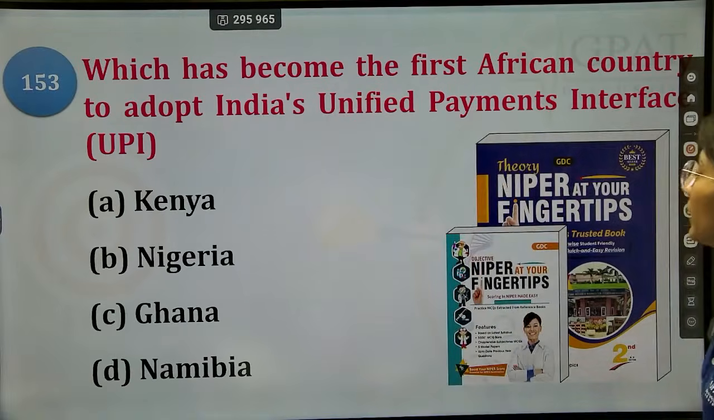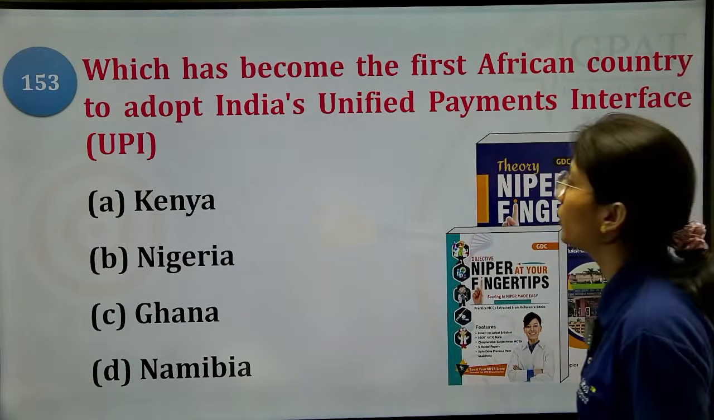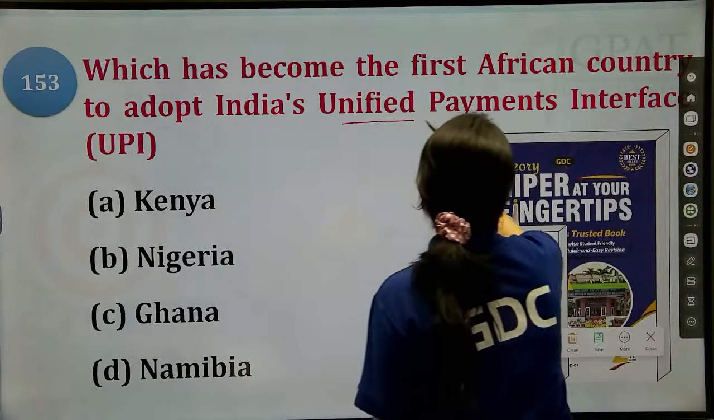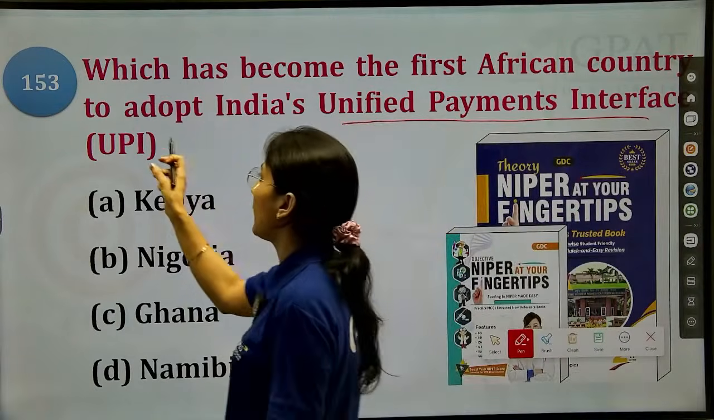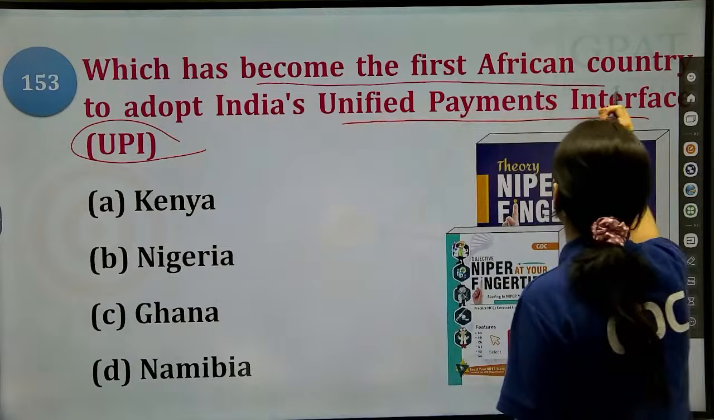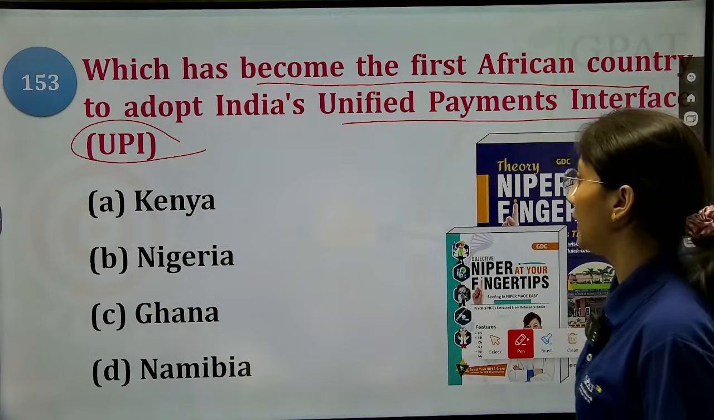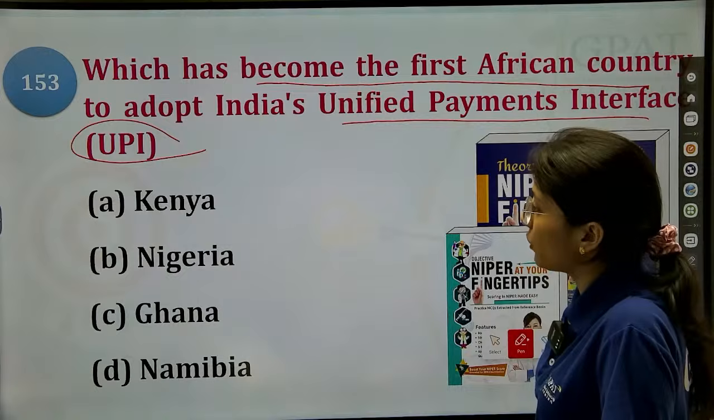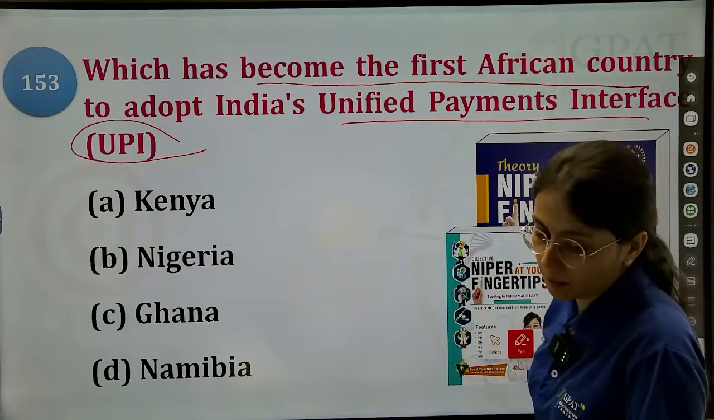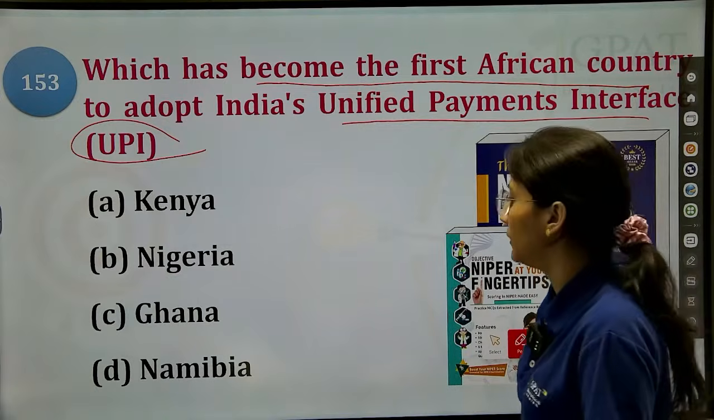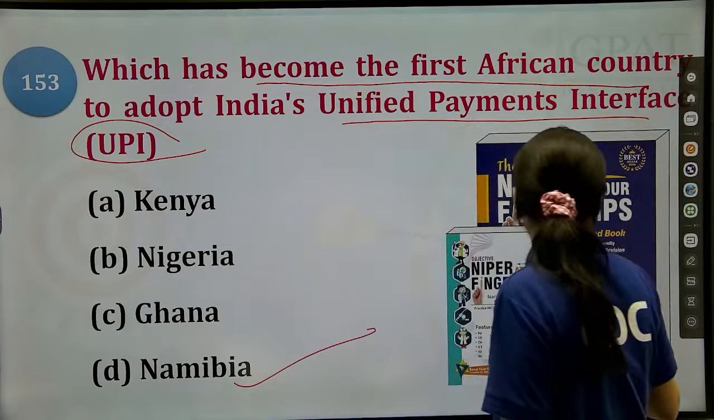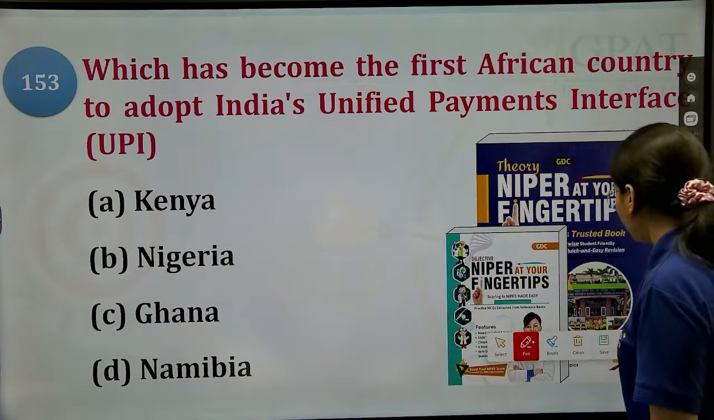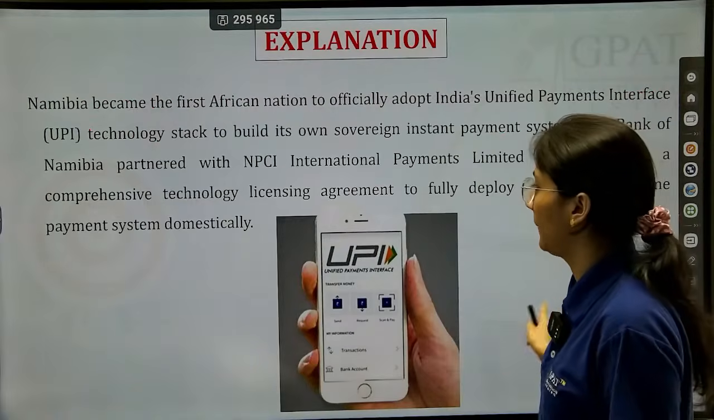Which has become the first African country to adopt India's Unified Payments Interface, that is UPI? Which has become the first African country to adopt India's UPI? Kenya, Nigeria, Ghana, Namibia. That is Namibia. Option number D is correct.